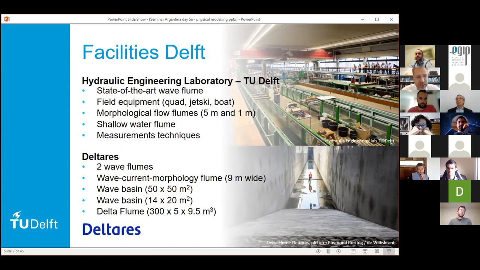And also all the other flumes and basins they have at Deltares are a little bit bigger to have less scale effects. And they really are used for site-specific problems and to really tackle engineering problems for a certain site. And we work, of course, closely together, helping each other with instrumentation and personnel, and that is also optimizing both laboratories.